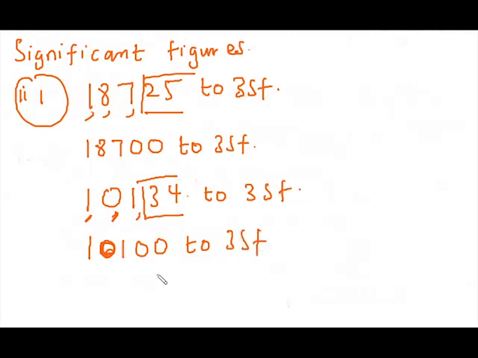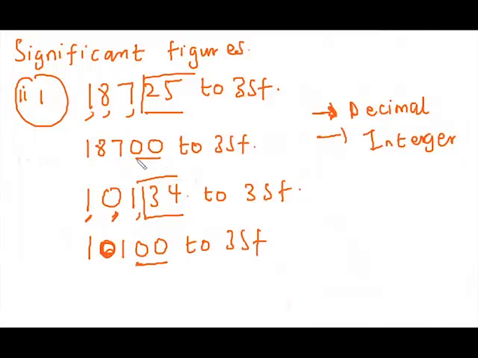Remember I said the questions you'd meet are in decimal forms or integer forms, that's whole number forms. For the integer forms, once you round, you turn the numbers into zeros. These zeros are called trailing zeros.